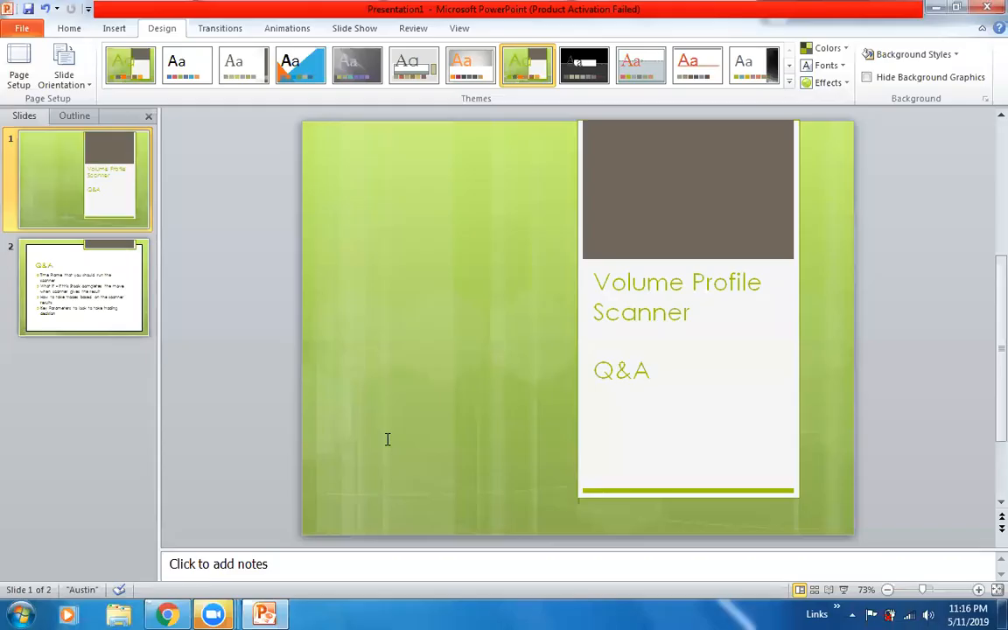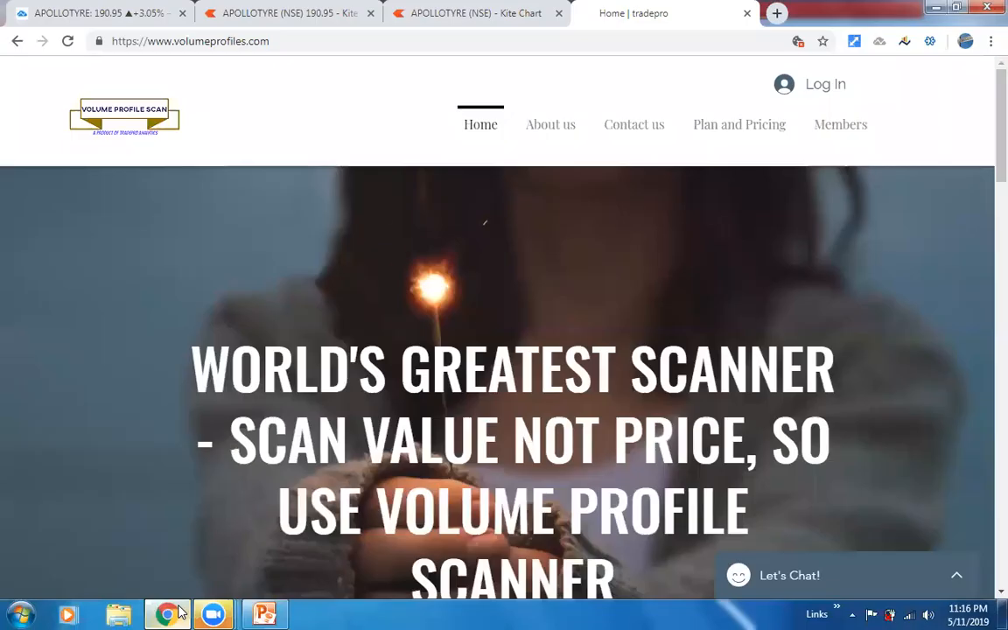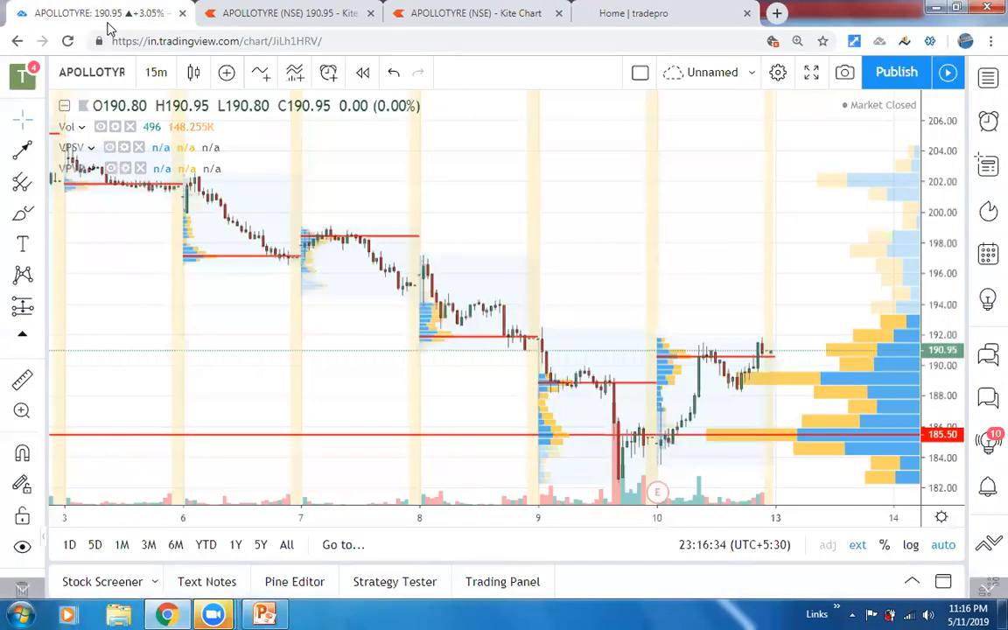Let us go back to one of our results which we got, Apollo Tires. Apollo Tires had a decent move yesterday after a steep fall. So in yesterday's results, we got Apollo Tires right in the morning, around 10 a.m. From there, it started moving up, moving up, moving up.